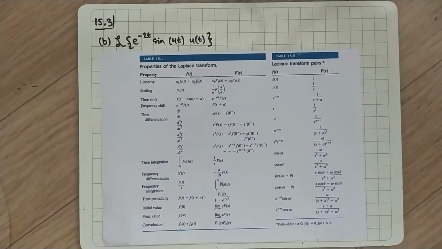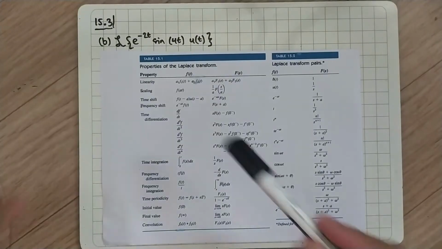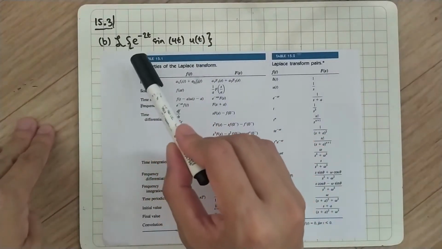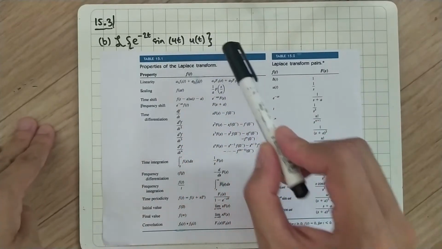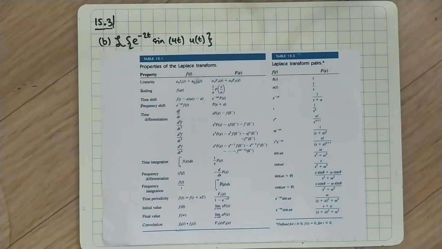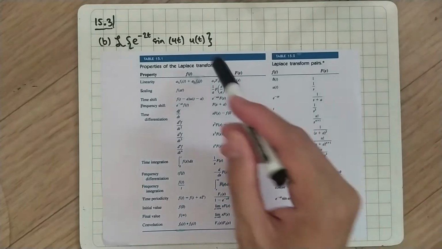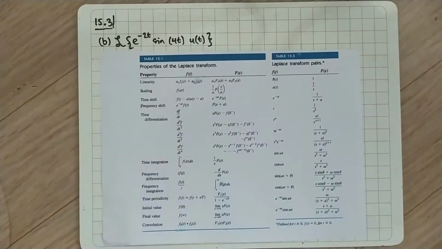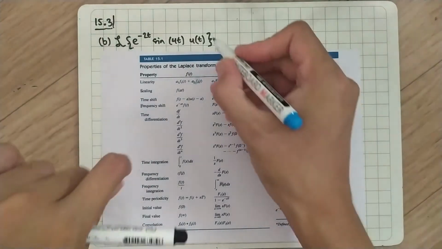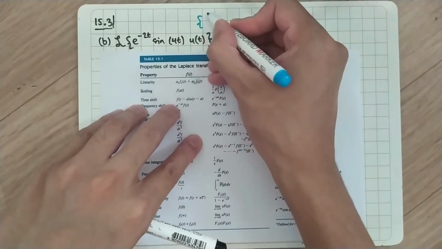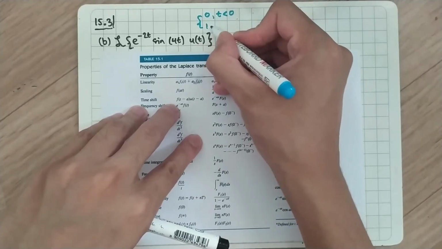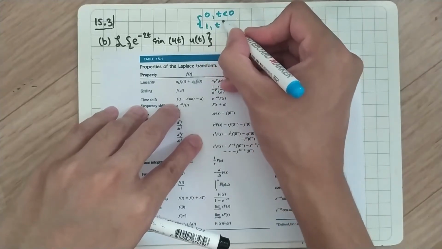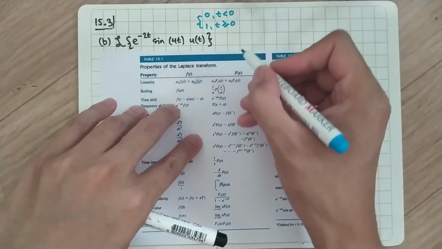Okay, we are going to solve problem 15.3 from Sadiku book, and the question is find the Laplace transform of this function. So Laplace transform of e to the minus 2t sine of 4t u(t), and this function is multiplied by u(t), and u(t) means that this function is 0 when t is less than 0 or 1 if t is greater than or equal to 0.